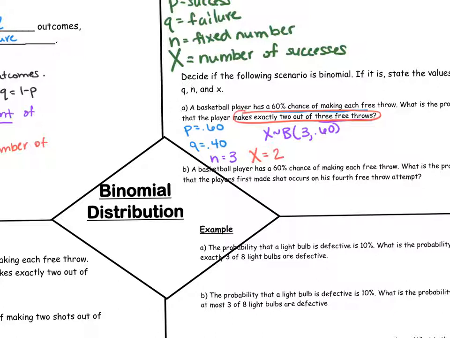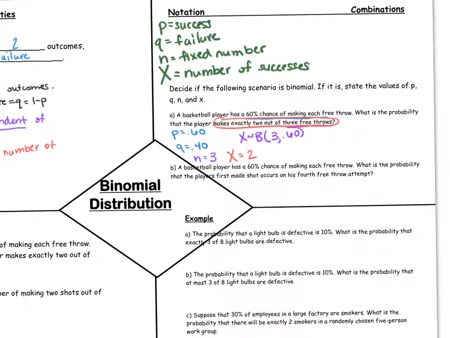Everybody understand why? Now, how is B different? A basketball player has a 60% chance of making each free throw. What is the probability that the player's first made shot occurs on his 4th free throw attempt? How is this different than letter A? Well, let's go through it and see real quick.